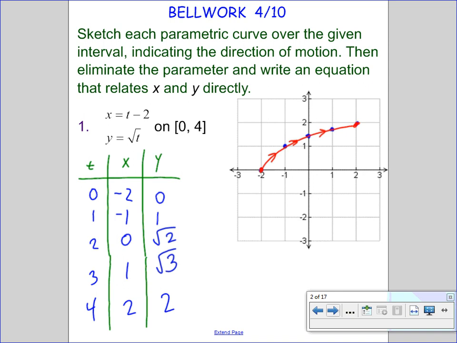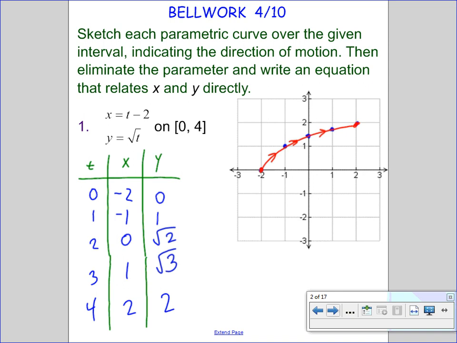All right, raise your hand if you have that picture for the first part. Great, now let's relate x and y directly and eliminate the parameter. How do we do that? Well, typically we can solve one of the equations for t and then substitute it back into the other one. Does it matter which? No, but sometimes one method might be easier than another.